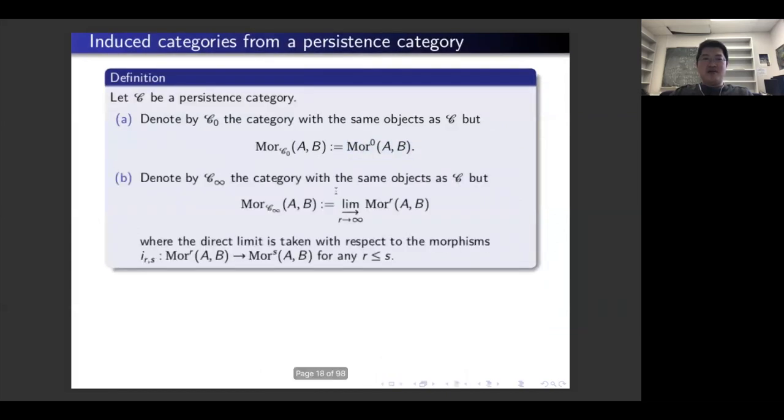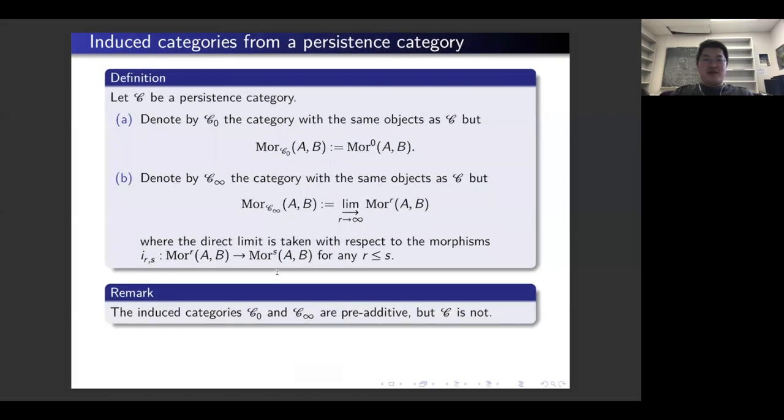This is one case. The other case is called C infinity. Like we just discussed, the morphism set is viewed like a direct system. It's parameterized by R, and you have this induced map. And you can just consider the limit of this direct system for any hom set. Roughly speaking, you're looking at what happens at infinity. And this is also a good category. This is basically the in-limit category I mentioned earlier.